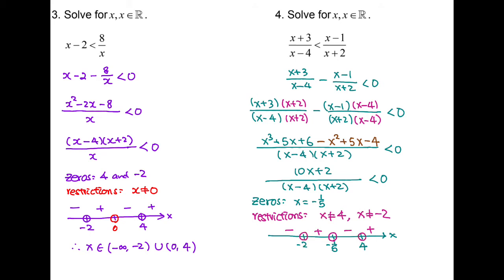Finally, let's look at our inequality to look for the solutions. We want our function to be smaller than 0. That means we are looking for negative regions. Therefore, x is smaller than -2 or in between -1/5 to 4.